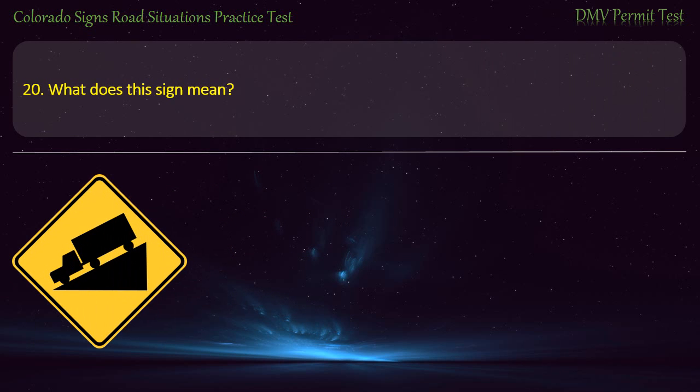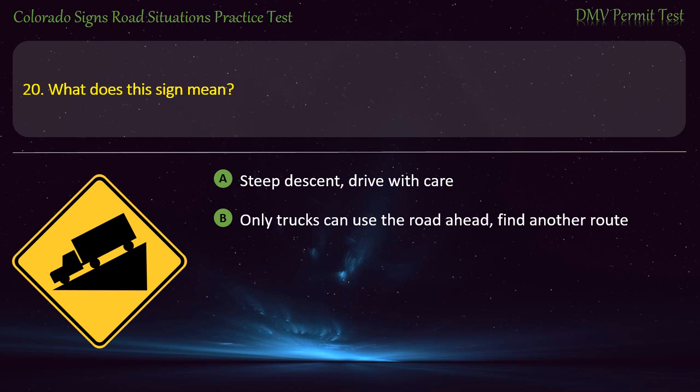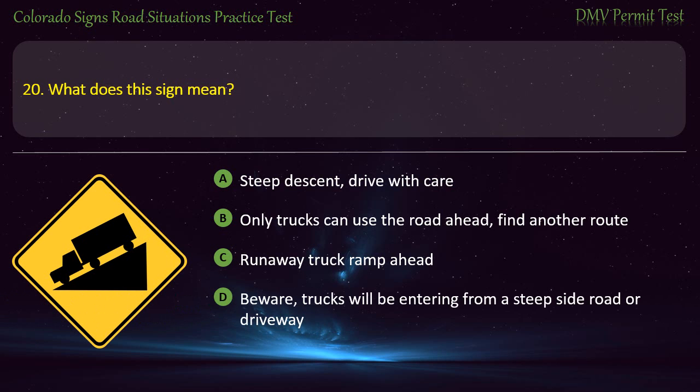Question 20. What does this sign mean? Steep descent, drive with care. Only trucks can use the road ahead, find another route. Runaway truck ramp ahead. Beware, trucks will be entering from a steep side road or driveway. Answer. Steep descent, drive with care.